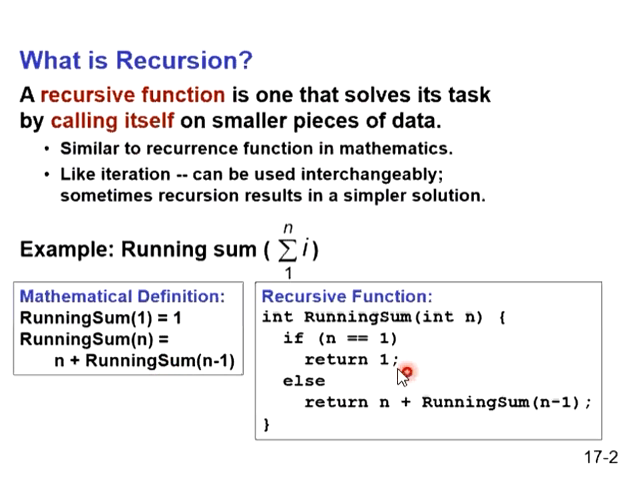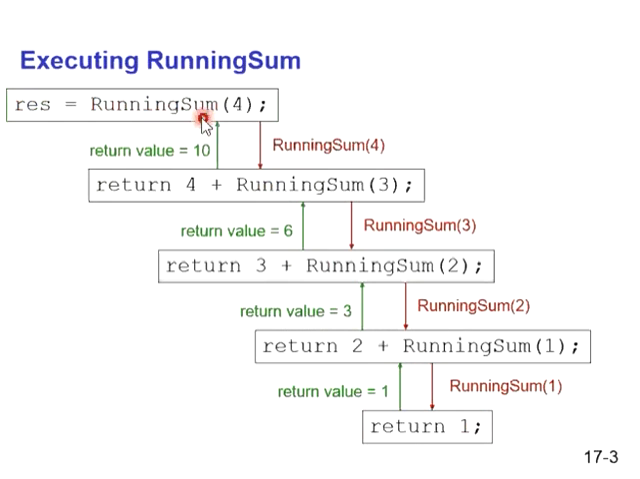So we can define the recursive function running sum like this. We check if the argument is 1, so we return 1, otherwise we return n plus running sum n minus 1. We call itself. So with this, we see now running sum 4. We call running sum 3, and then running sum 2, running sum 1, and finally we return 1, 3, 6, and 10.